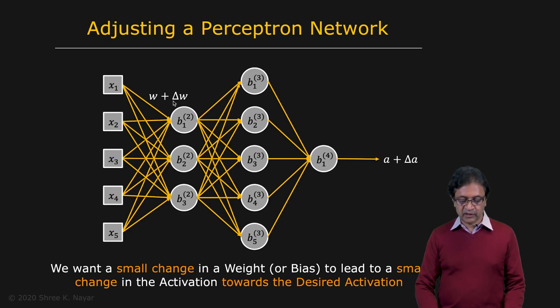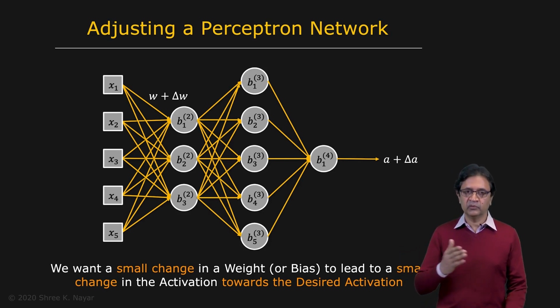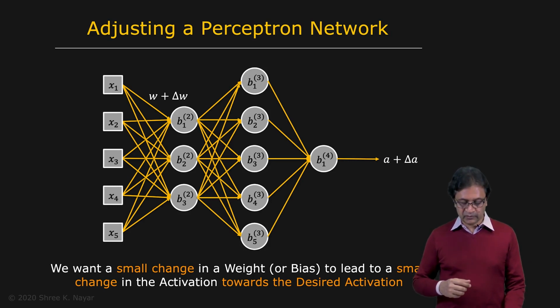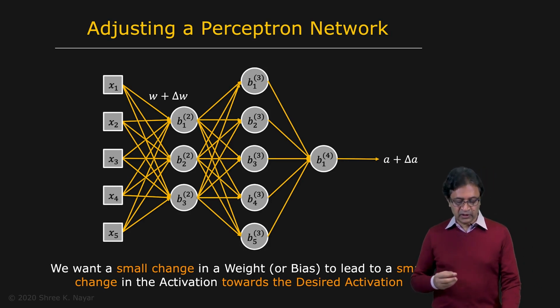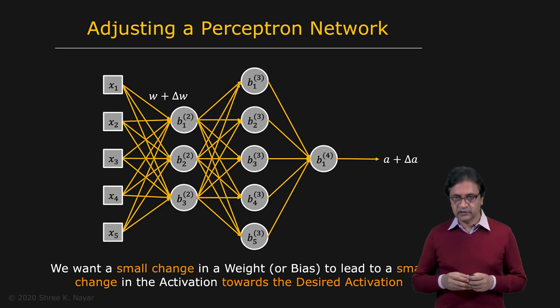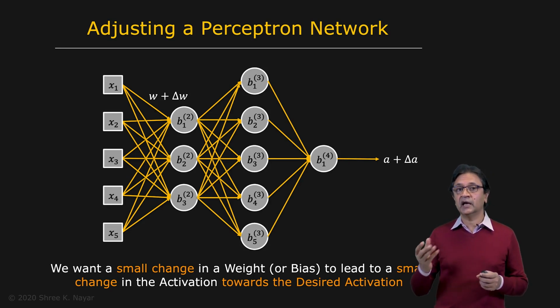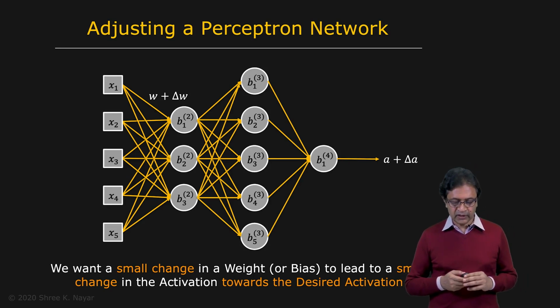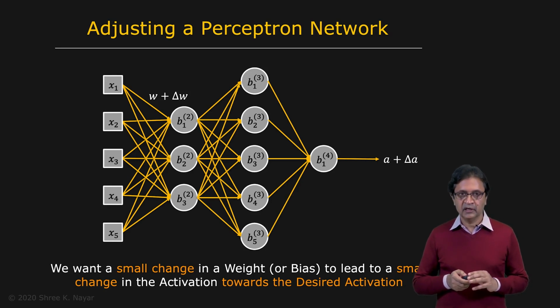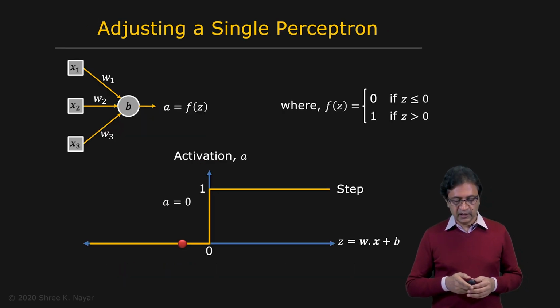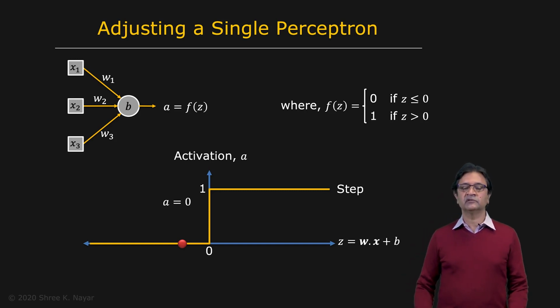So if you change the weight by delta W, we expect a change in the output of delta A, and this could be towards the desired output or away from it, but we'd like to be able to measure it. In other words, ideally what we want is that a small change in a weight or a bias leads to a small change in the activation of the output towards the desired activation. Well, in this context, we have a certain problem with the perceptron and the way it's designed. And the problem is that we know that the activation function for a perceptron is the step function.